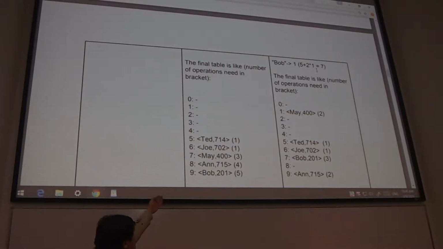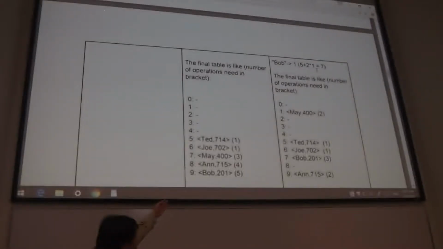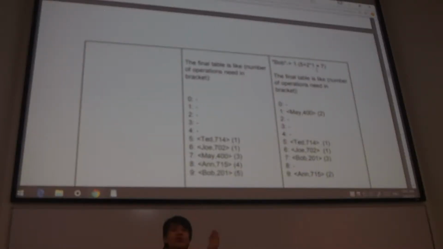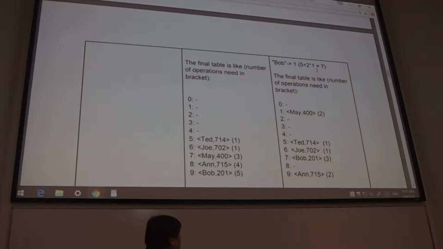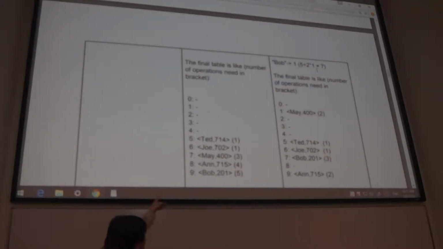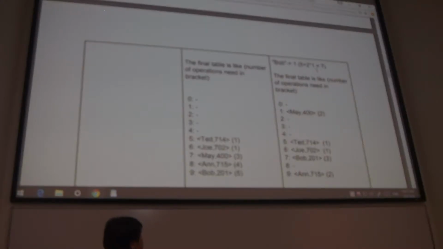Ted and Joe, they go to them by 1 because they don't need any probing. Okay. May, Ann, and Bob will need 3, 4, and 5 operations because they all have collisions. Say Bob here, it will hash to number 5. It will collide with Ted, and then collide with Joe, and then collide with May, and then collide with Ann, and ultimately finds an empty space.